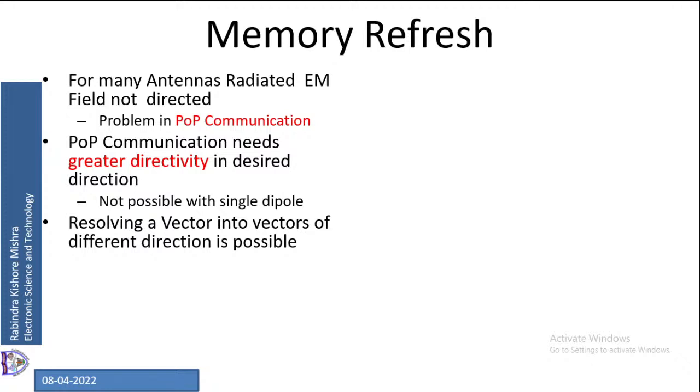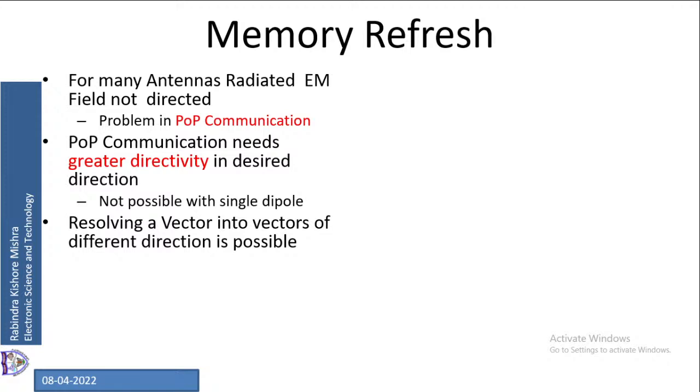A single dipole antenna gives you a figure-of-8 pattern, or it is omnidirectional. So point-to-point communication is not possible there. Then we know, if you consider a vector, because we are considering the electric field, we can resolve a vector into vectors of different directions.